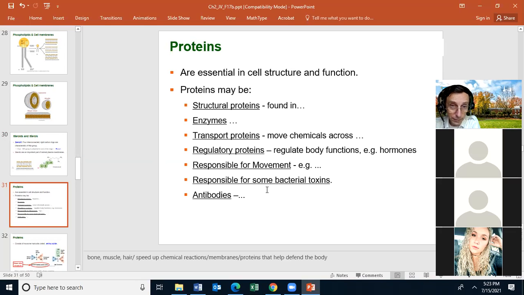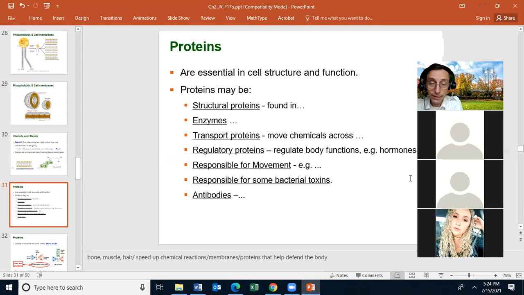Proteins are also responsible for some of the bacterial toxins. Most of the exotoxins are proteins. But proteins are also antibodies. And these are proteins that our body makes to defend ourselves against infection. So as you can see, proteins are playing a number of different roles in an organism. And proteins are probably the most diverse of all of the biological molecules.